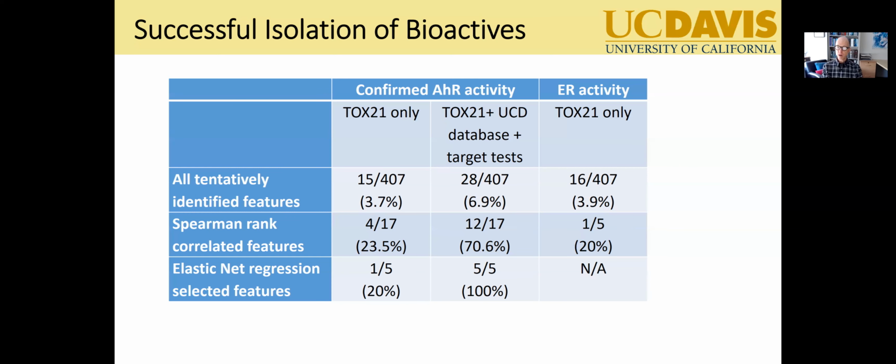But then the last thing we did was, compounds that weren't in Tox21 and weren't in the UC Davis database were things that we could test ourselves. And so for the compounds that we still didn't know whether they were active or not, but they were correlated and we could get pure standards, we bought some pure standards and we tested them. The estrogen receptor results here are similar, but we just have a much less significant database. And so the results look about the same as they did for Tox21 only, but we don't have this additional UCD database or the target tests for that piece. So I can't provide the last column of the table.